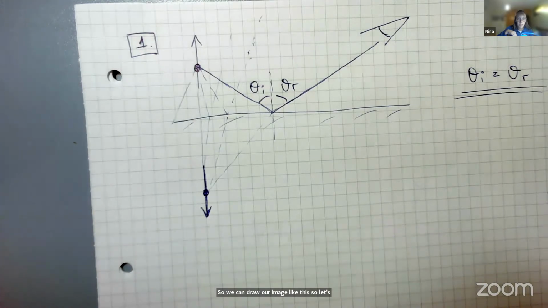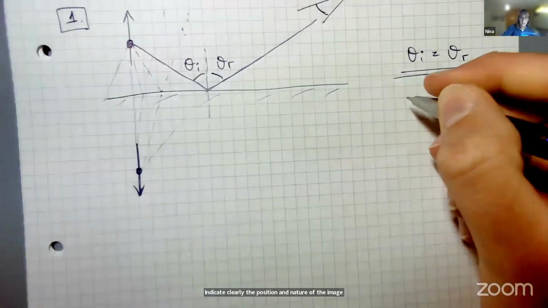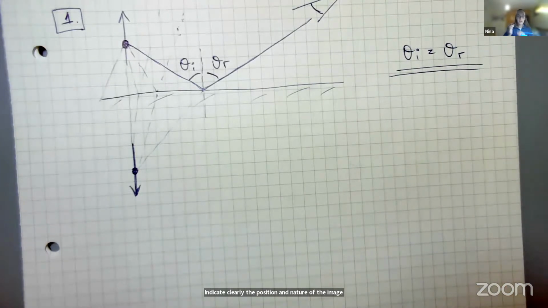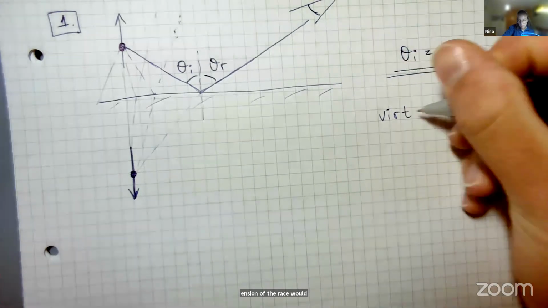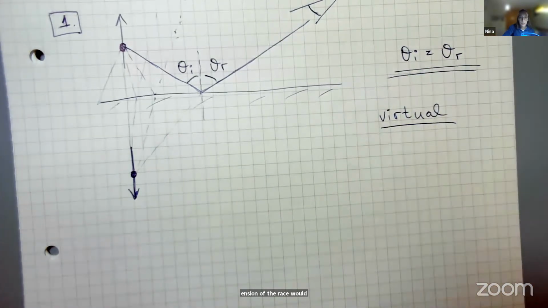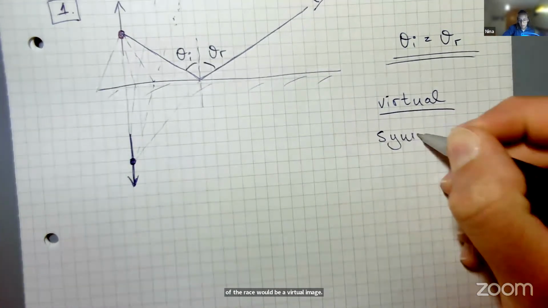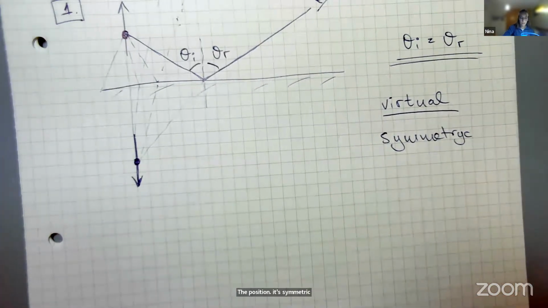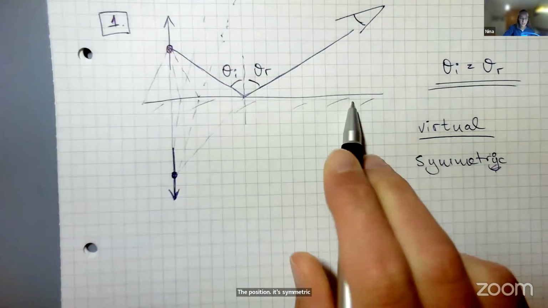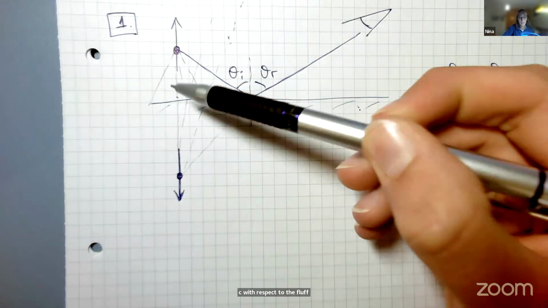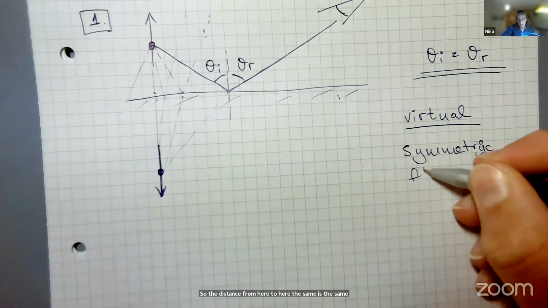Indicate clearly the position and nature of the image formed. So the nature, because it's formed by the extension of the rays, would be a virtual image. The position, it's symmetric with respect to the flat mirror. So the distance from here to here is the same as the distance from here to here. And it's also flipped.